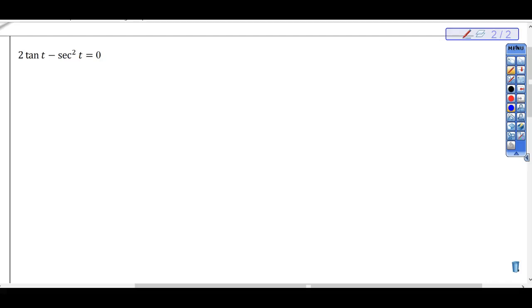All right, so this is the back of yesterday's note page. We're picking up where we left off, still solving some trig equations with two different trig expressions. So definitely going to employ our trig identities to solve this equation.